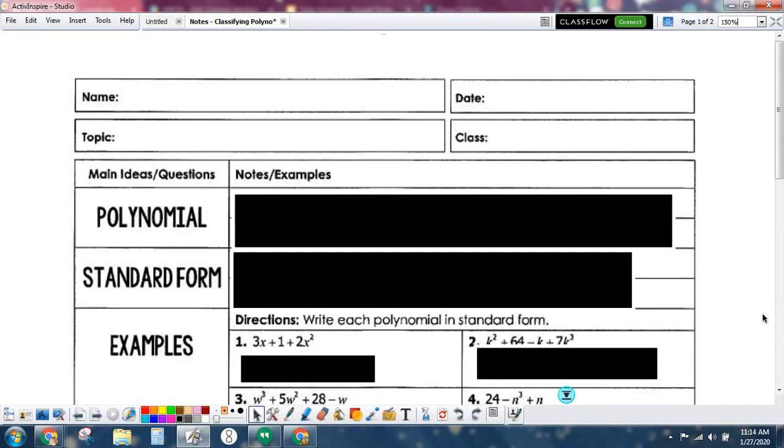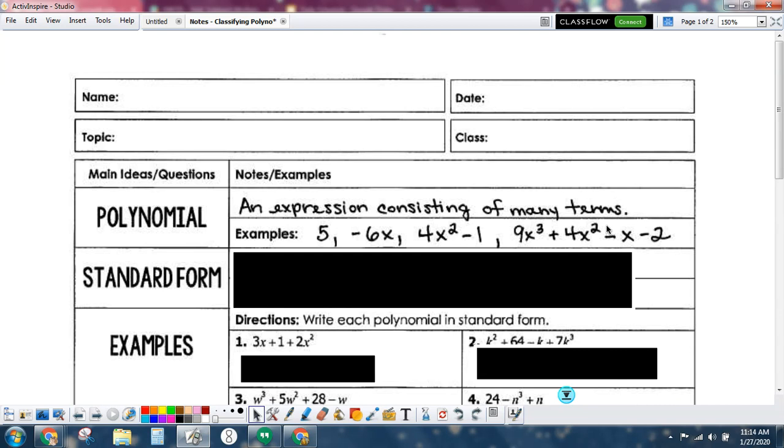Today we're talking about polynomials. So a polynomial is an expression consisting of many terms, and there are different examples like 5, negative 6x, 4x squared minus 1, or 9x cubed plus 4x squared minus x minus 2. Those are all examples of polynomials.